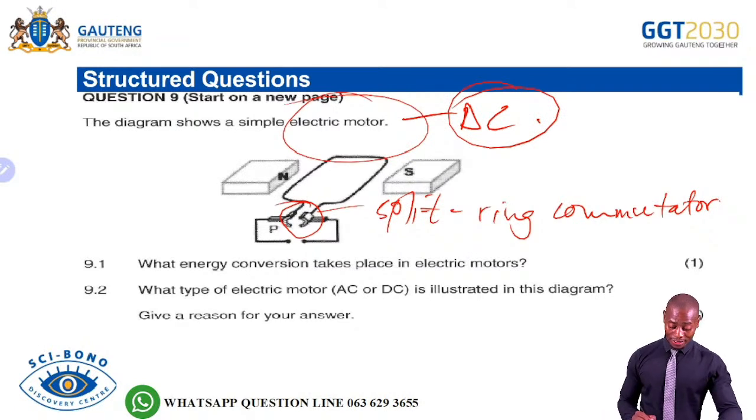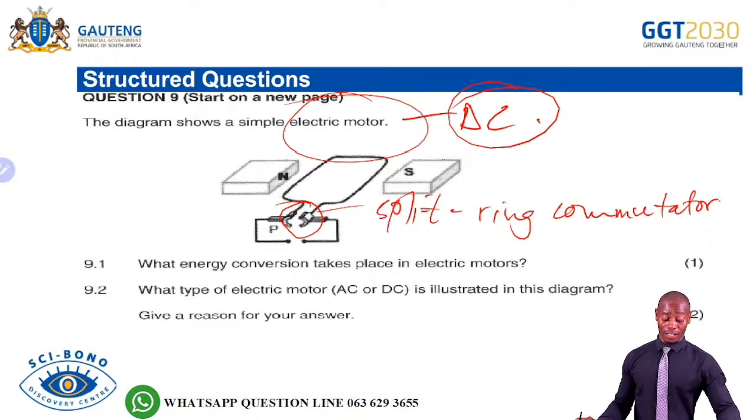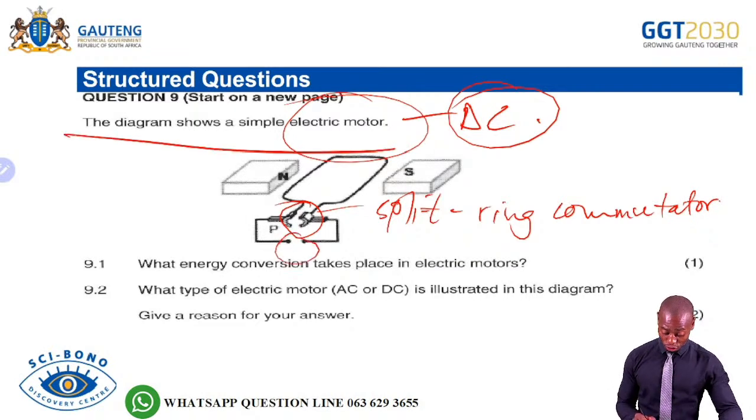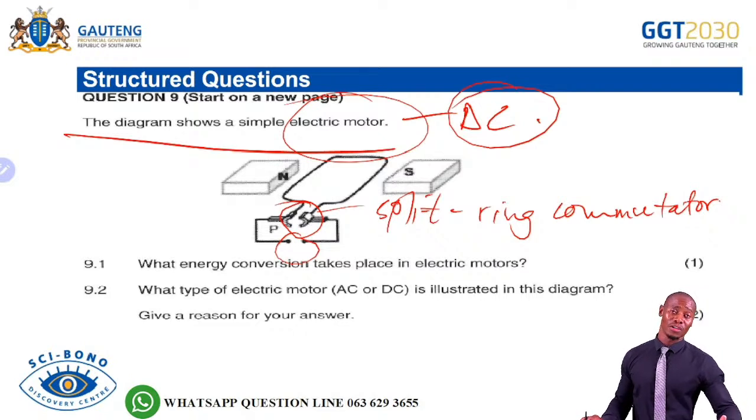All right. And let's say you didn't read this statement. You ignored it and you don't see a source of power. You are going to say this is a DC generator. That is why I said to you, please make sure that you read the statement given before you answer the questions. So you need to read, learners.